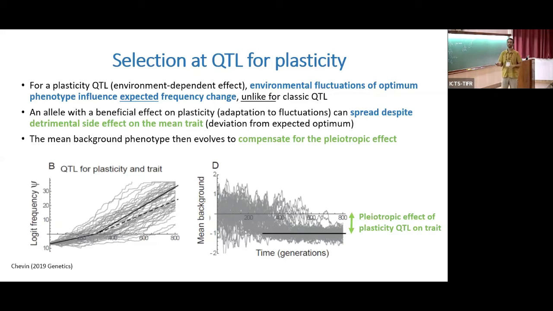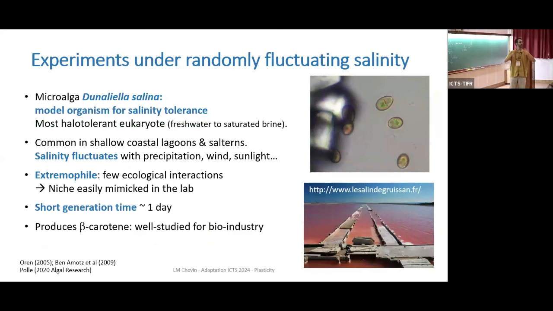The mutation spreads, and it has this pleiotropic cost that it shifts the optimum on average from its environment, but it helps this genotype deal with the fluctuation aspect. And so you can have this situation where the mean background evolves to compensate for the pleiotropic cost of having this plasticity QTL that carries the pleiotropic cost in the average environment. A story. I don't know if you can test that empirically. Think about this.